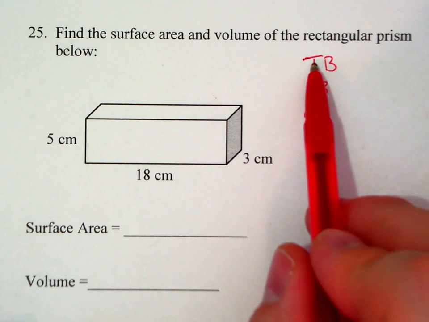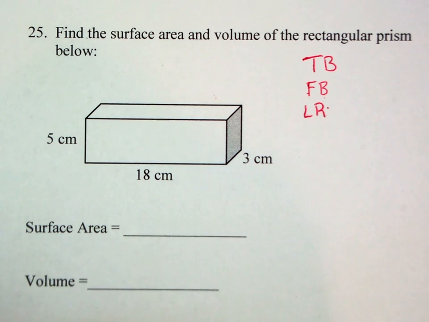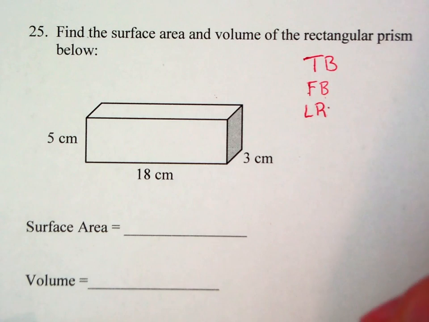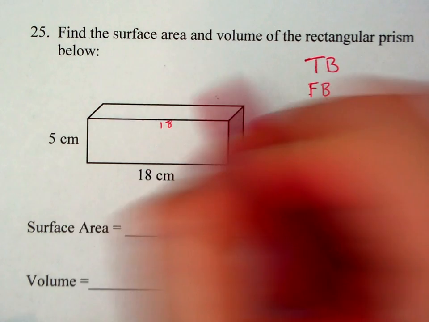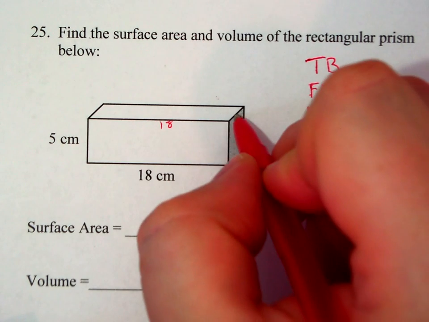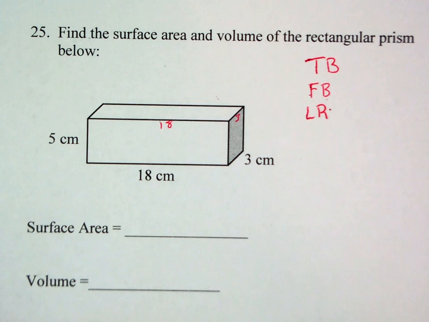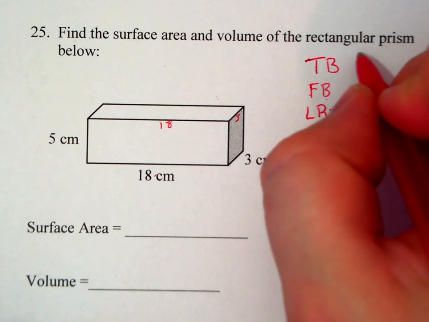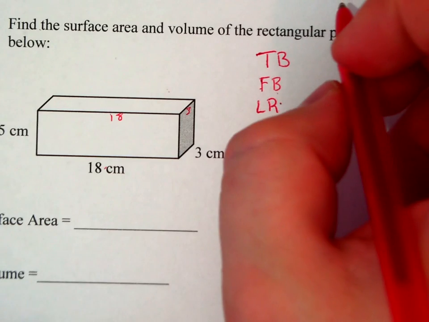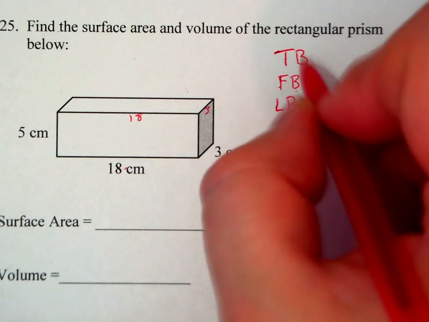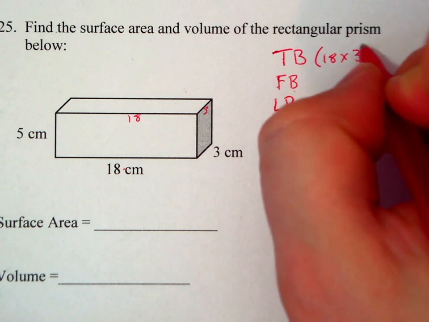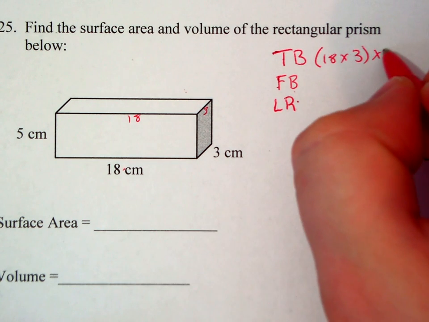So now I know I'm going to have a top and a bottom that are both going to have the same measurement. And I can see the top. The top is going to be 18 inches long, and it's going to be 3 inches wide. And I know the bottom will be equivalent to that, 18 by 3. So I'm going to do 18 times 3, and recall that I have 2 of those.